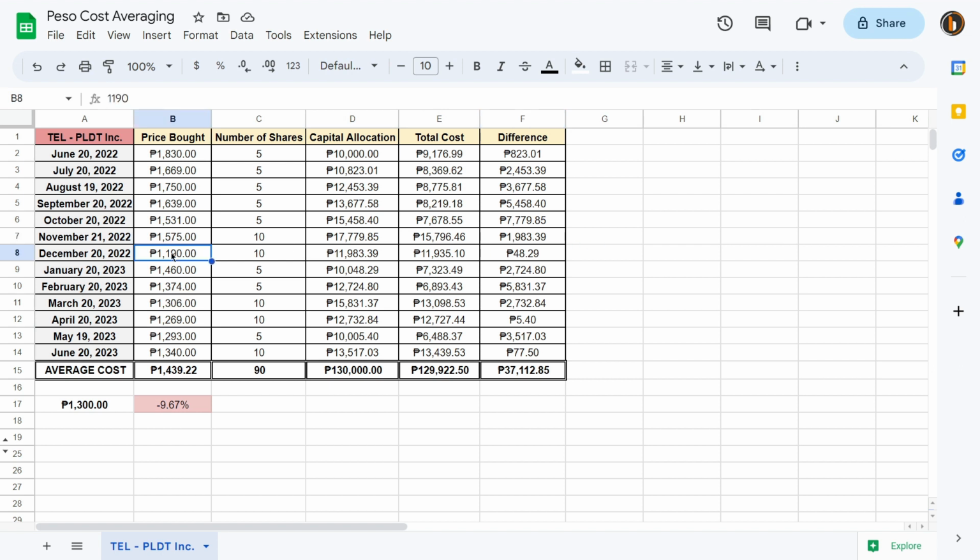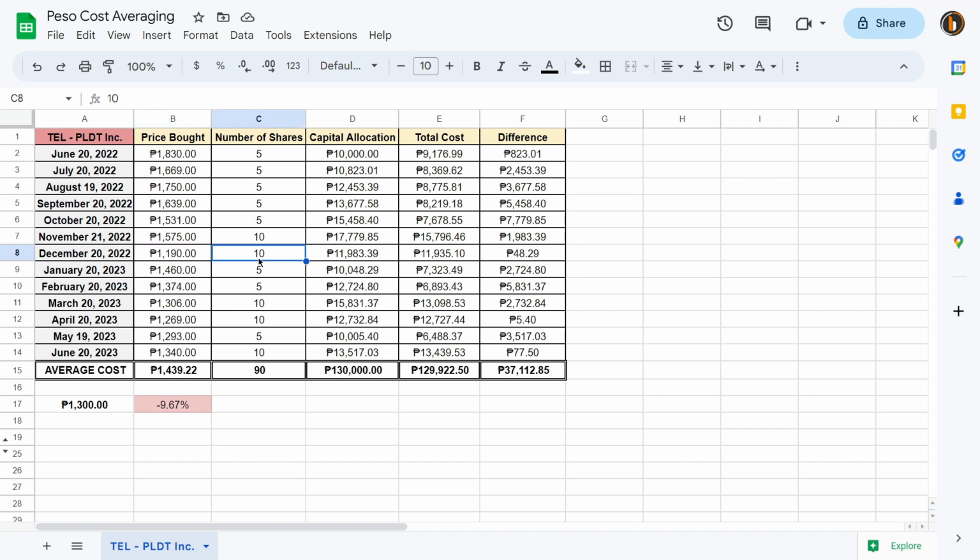So, eventually, when it dipped to around 1,190, actually, even lower than this, the buying price we took was the closing price for that particular day, not the lowest itself. So, these numbers, if you're doing peso cost averaging, it can be higher, it can be lower. But yeah, to keep our pricing standard, what we did was use the closing price for that particular day.